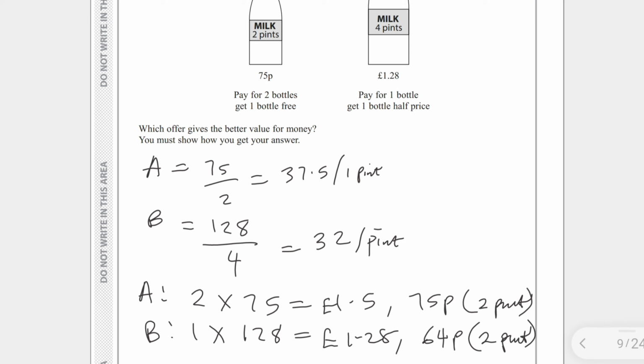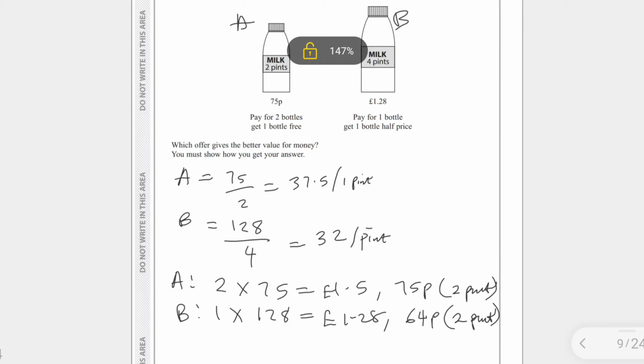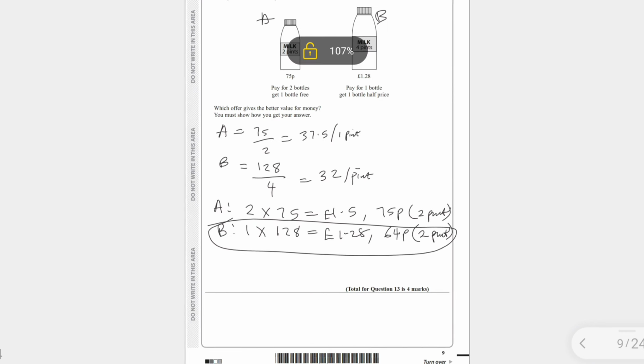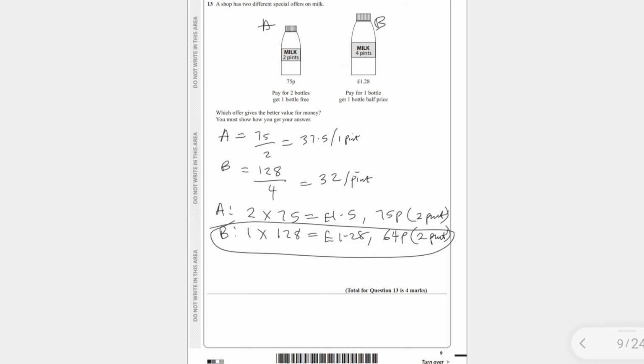So which offer gives the better value for money? The one that gives the better value for money is B, because B is the cheapest. So that would be the second offer. I hope that makes sense.